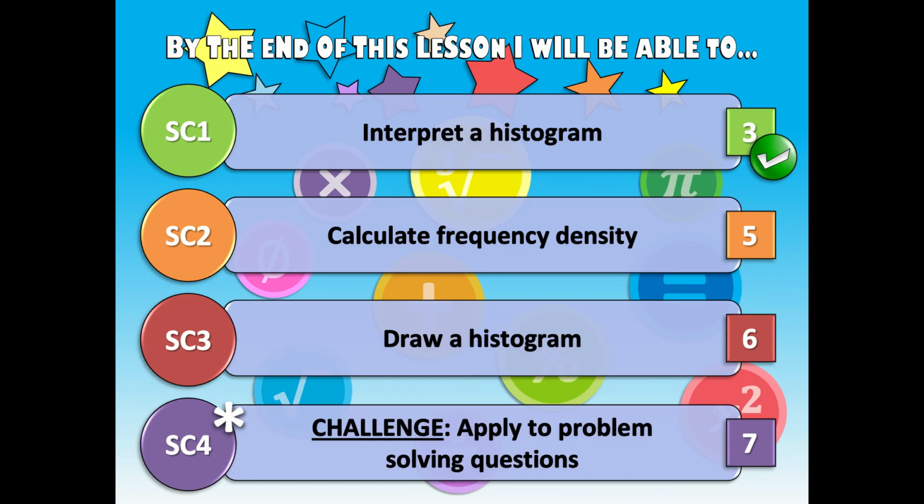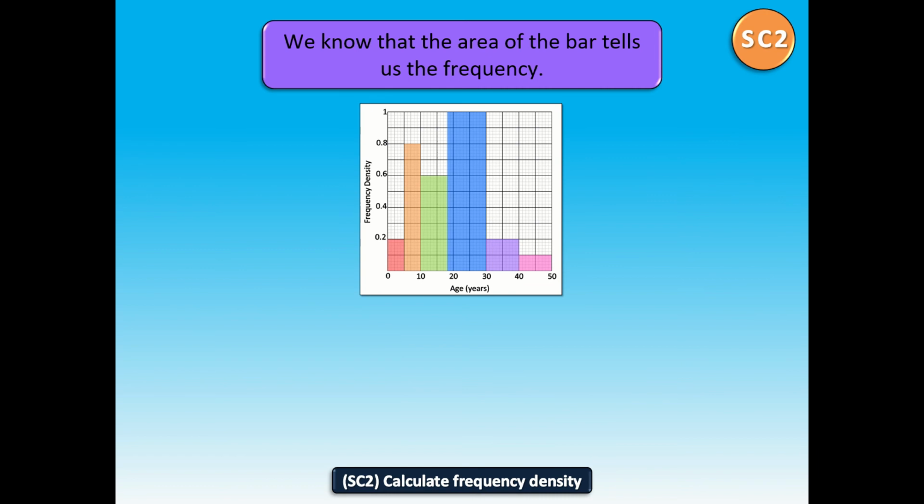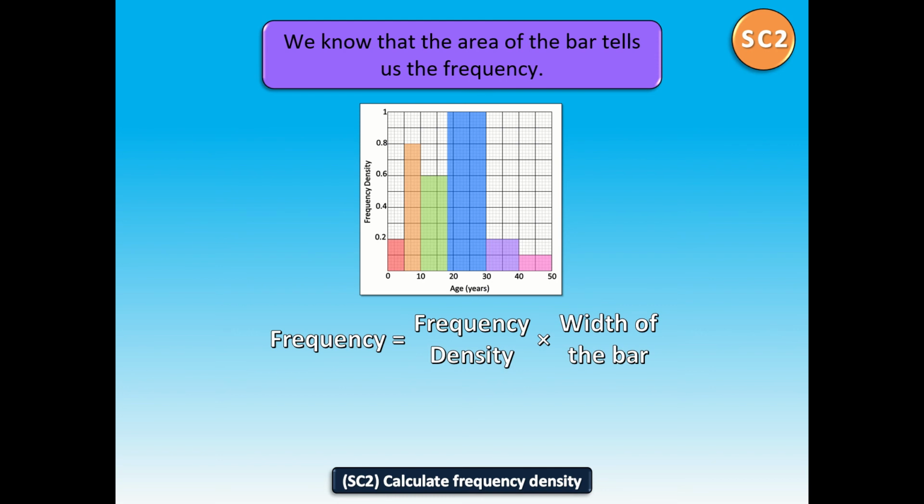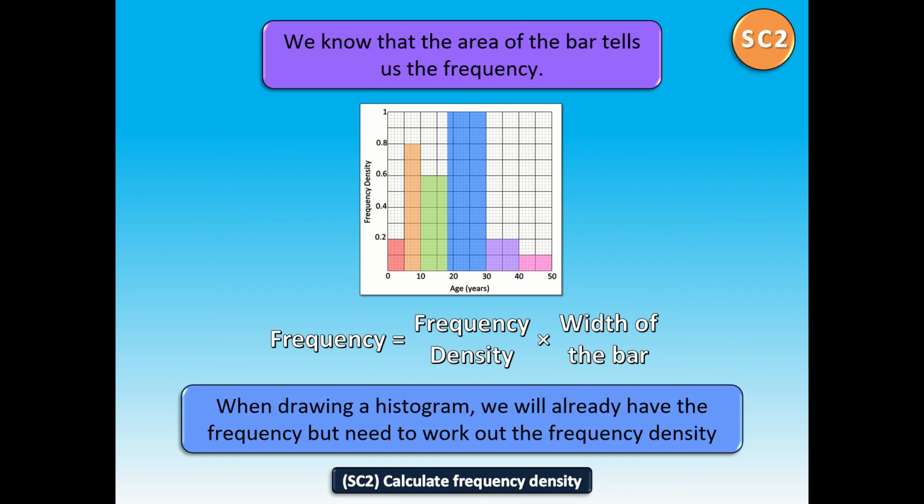Now we've completed success criteria 1. So now we're going to move on to number 2, and this is to calculate frequency density. So we know that the area of the bar tells us the frequency in a histogram. So the frequency is the height, the frequency density, times by the width of the bar. So when drawing a histogram, we will already have the frequency, but sometimes we need to work out the frequency density.